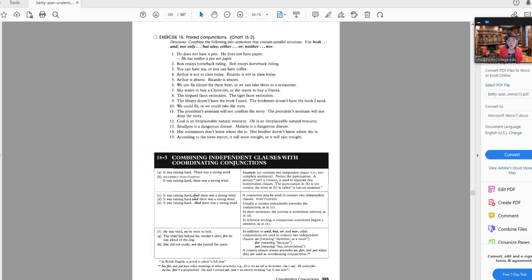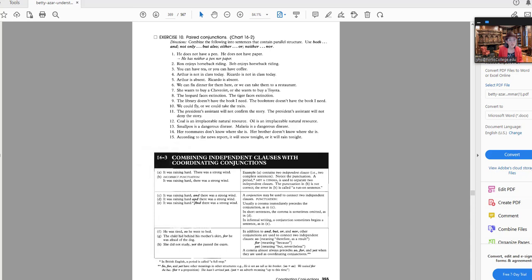So this is a coordinating conjunction when it combines two independent clauses together. It was raining and there was a strong wind. So a conjunction may be used to connect two independent clauses. Usually a comma precedes the conjunction. In short sentences, the comma is sometimes omitted as in D. In informal writing, a conjunction begins a sentence.